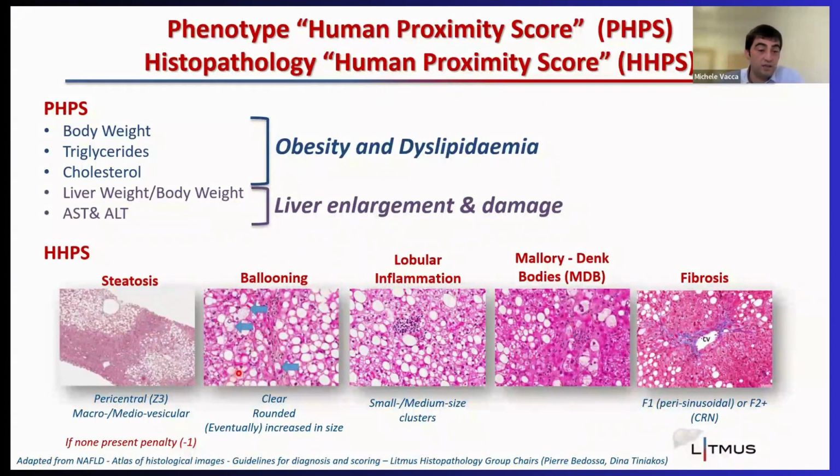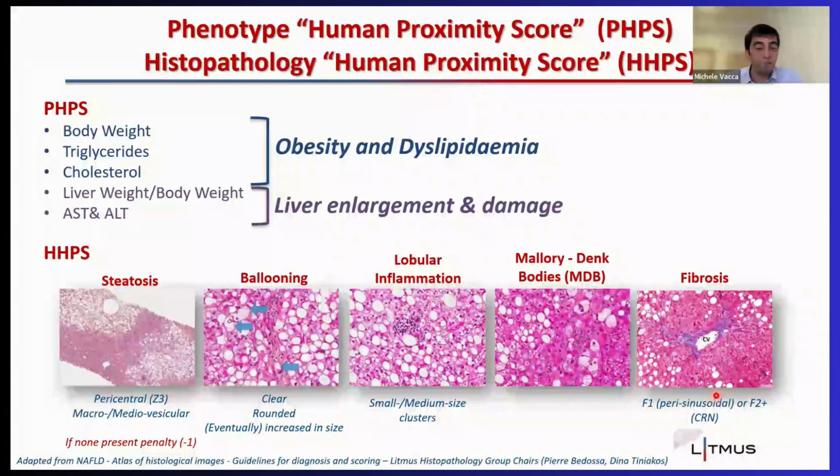Balloon cells need to be clear, rounded, and eventually increased in size. Lobular inflammation needs to be characterized by small or medium-sized clusters, and F1 fibrosis needs to be only perisinusoidal or F2 plus fibrosis.